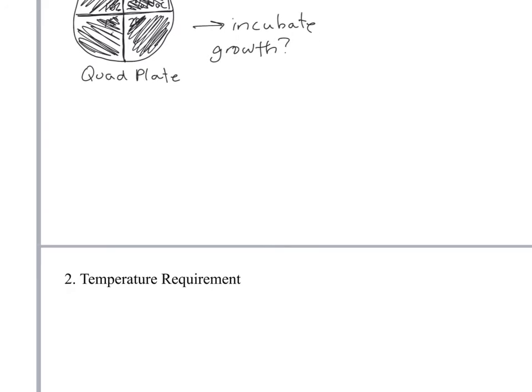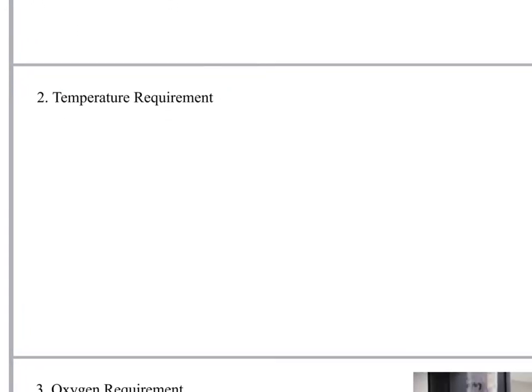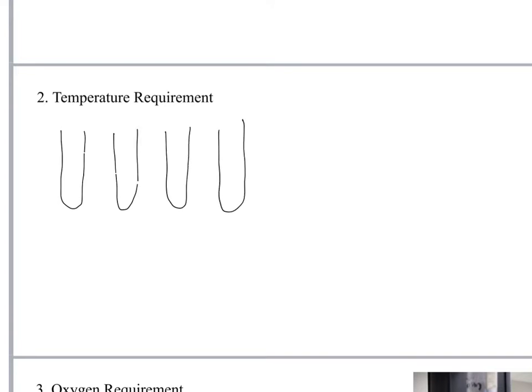Okay, testing the temperature requirement is a little more straightforward. You are going to get 4 broth test tubes, and you're going to be inoculating them. Remember, when you label your broth tubes, you're going to want to put your initials, your section number, and the organism that you're assigned to.